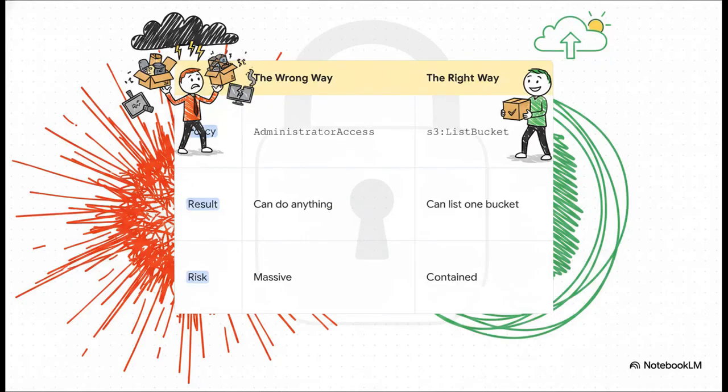And this table just lays it out perfectly. On the left, you've got the wrong way, the shortcut, using administrator access to solve some small problem. The result? That identity can now do anything. And if it gets compromised, your entire system is at risk. But on the right, you have the right way, a super specific policy that only grants the permission to S3 list bucket. Now the identity can do its job, and if something goes wrong, the potential damage, what we call the blast radius, is tiny and completely contained.